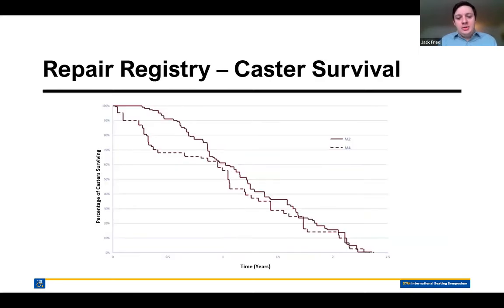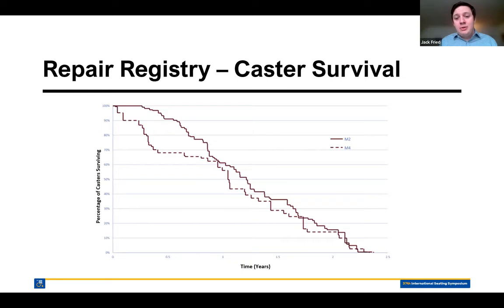So we also, as Dr. Mhatre said, looked at time to failure here. So looking at these, this is a Kaplan-Meier survival curve. It plots all of the total failures as a percentage for 2 of our manufacturers, and decreases that percentage over time as the casters fail. So this gets a sense of the rate at which they fail.